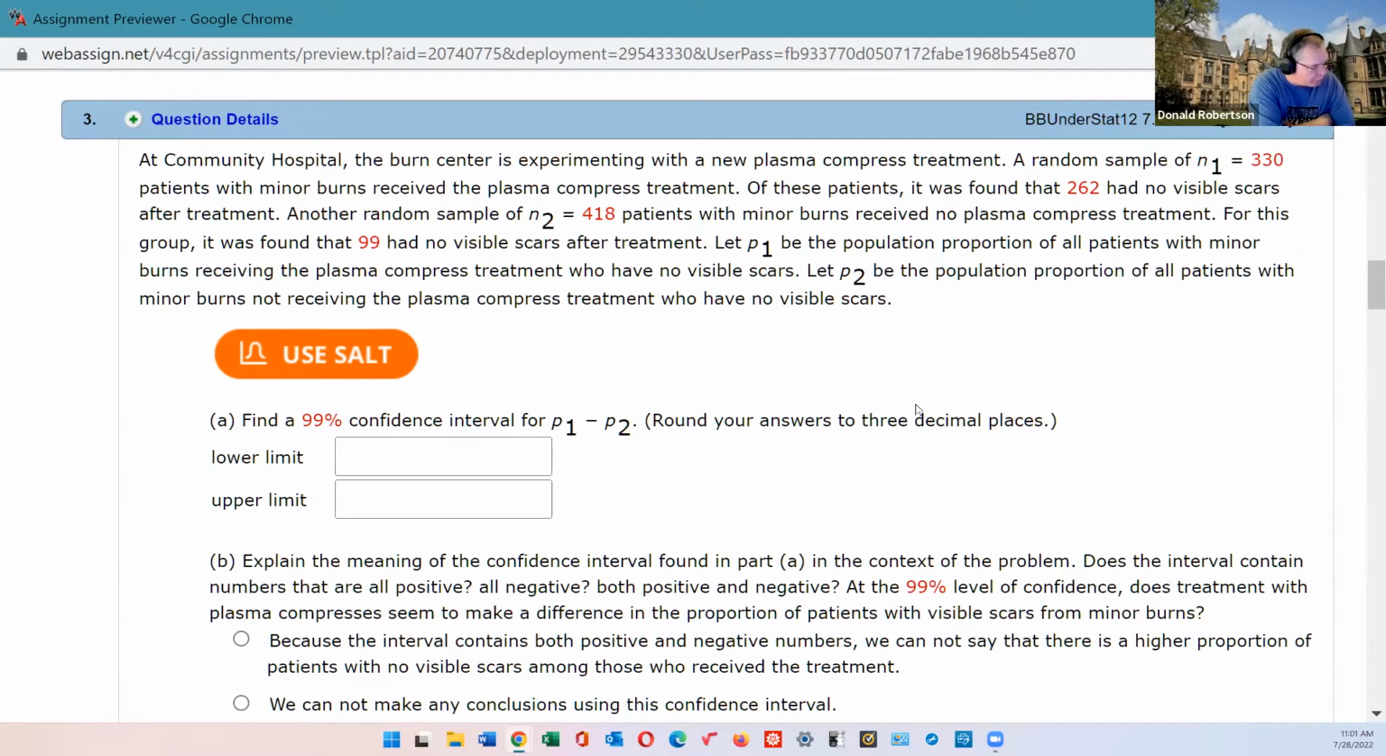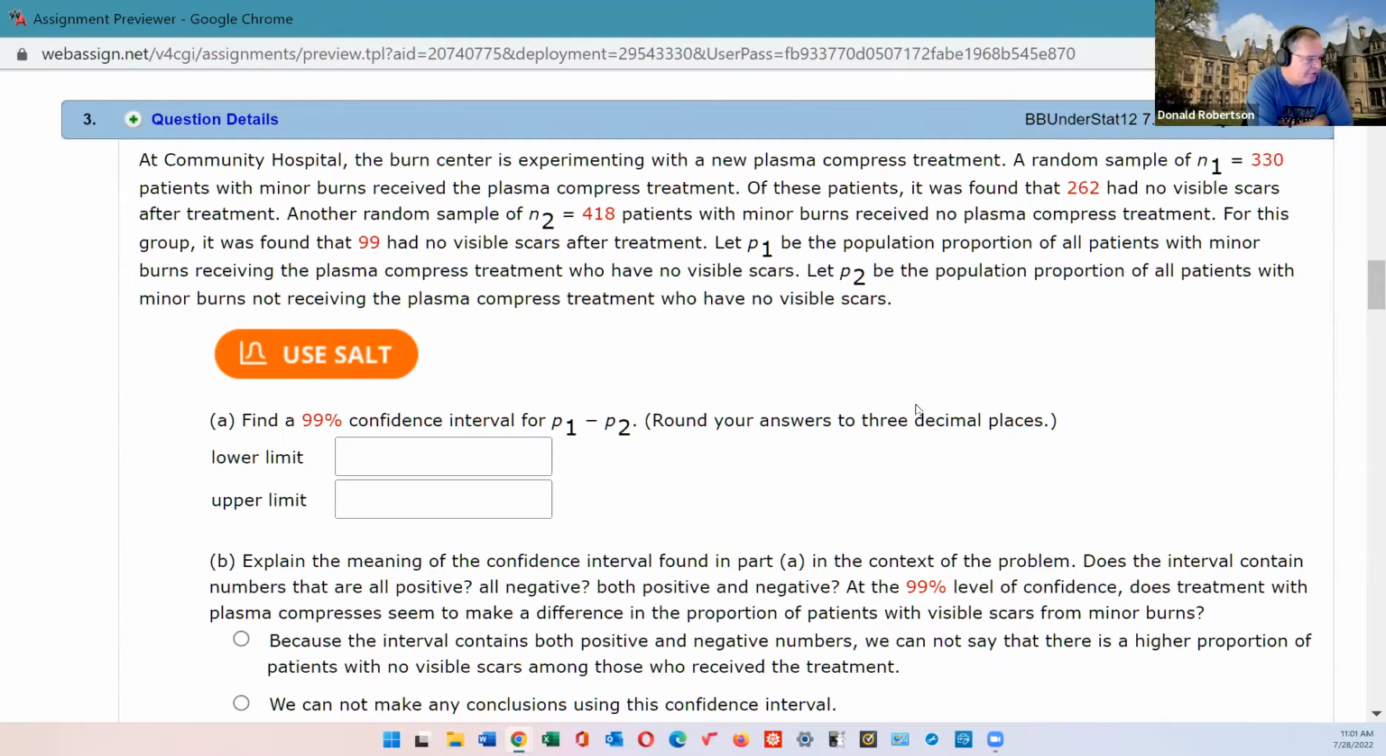At Community Hospital, the Burn Centre is experimenting with a new plasma compress treatment. Is that a real thing? Does anybody know? A plasma compress treatment. I have no idea what that is. I don't know about compress, but I definitely know that plasma is a thing.